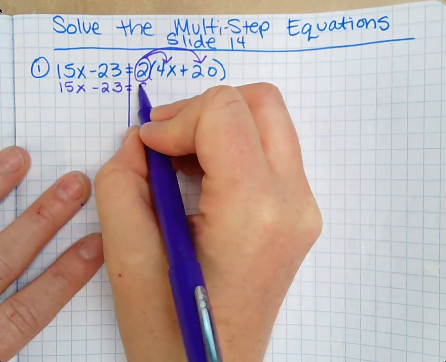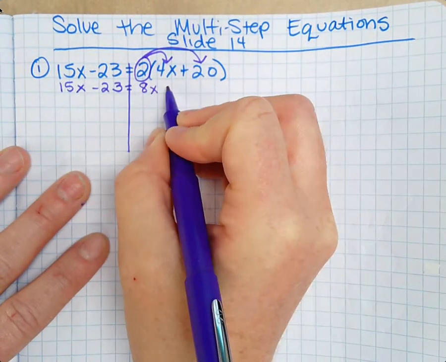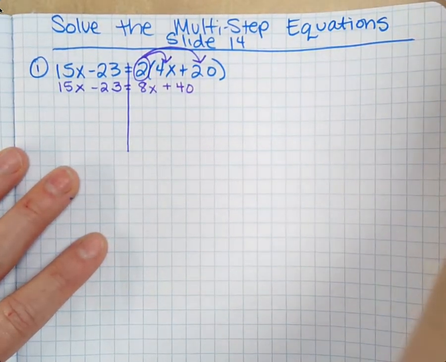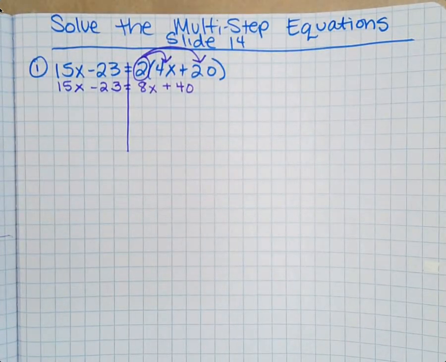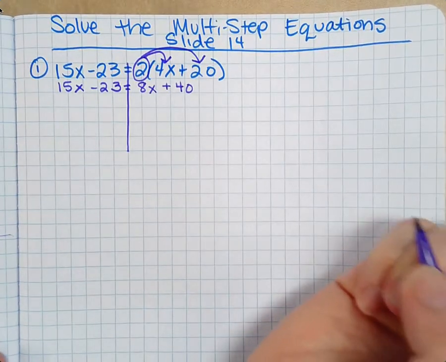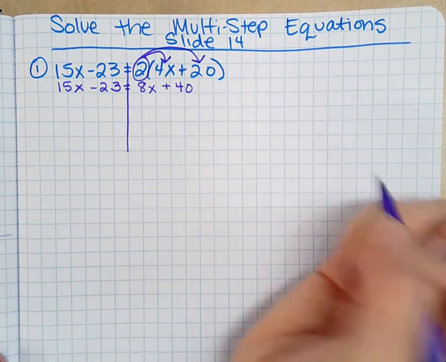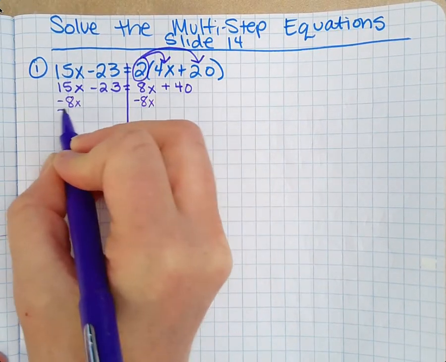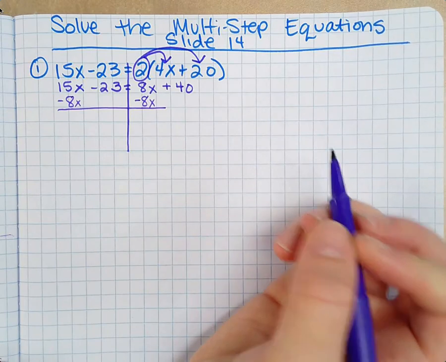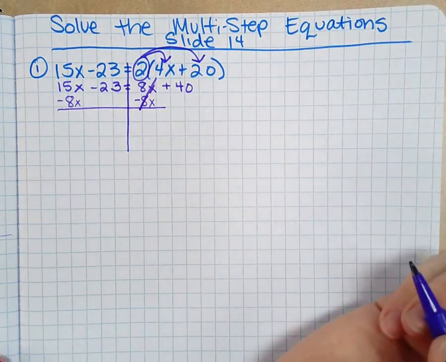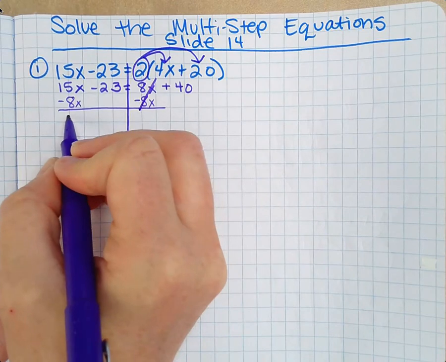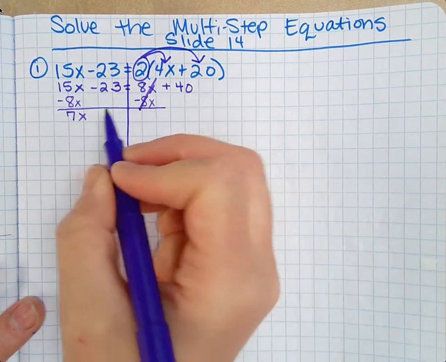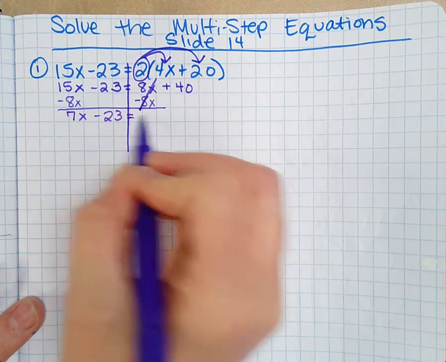So 2 times 4x is 8x. 2 times 20 is 40. Okay, so now it's a problem just like we did yesterday. So we need to move the smaller x first. The 8x. Yeah, let's move the 8x. So subtract 8x on both sides. So 8x minus 8x is 0. 15 minus 8, 7x. Carry down the minus 22 equals, and then 40.